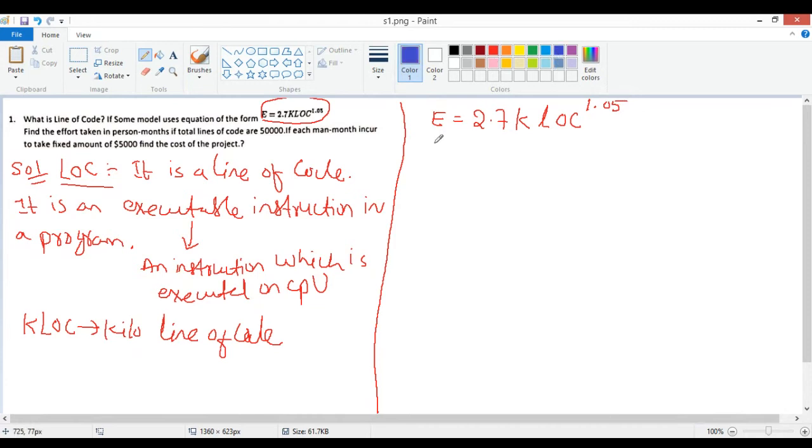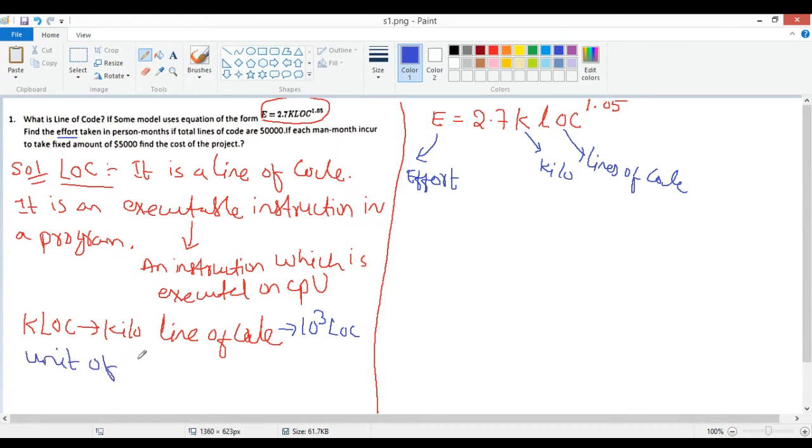Now here you need to understand a couple of things. E here stands for effort, and this is kilo lines of code. You know that 1 kilo is nothing but 1000. Lines of code is given here. Find the effort taken. You have to find E in person months or man months. The unit of effort is man month or person month. Both are the same.